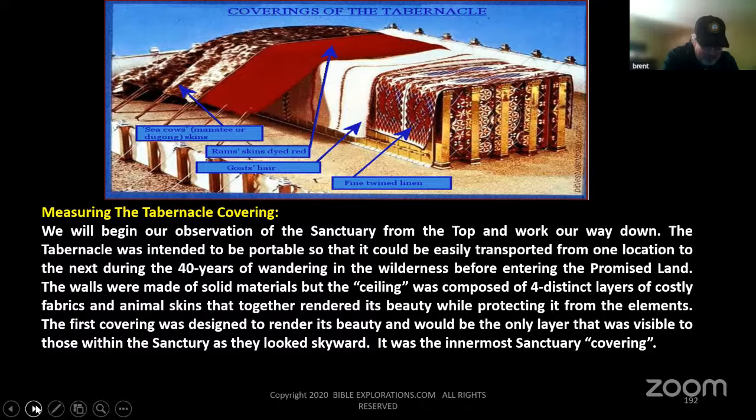The first covering was designed to render its beauty. It would be the only layer that was visible to those within the sanctuary as they looked skyward. It was the innermost sanctuary covering. So the other coverings kind of veiled all the beauty that was inside. But the first covering, when you're inside the tabernacle, you looked up. You saw this beauty. You saw this specifically designed covering, and we're going to take a look at that first.